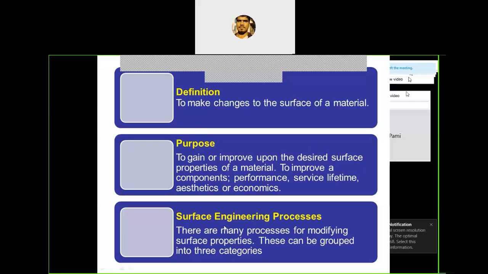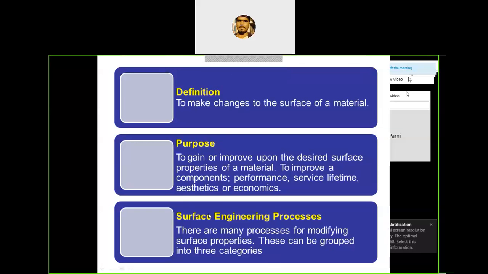And the surface engineering processes. How? There are many processes for modifying the surface properties. There are three important categories of surface modification. We just modify the surface; that is called surface engineering or surface treatment. How is it done? With the help of three important processes. There are a lot of processes, but here there are three important categories.